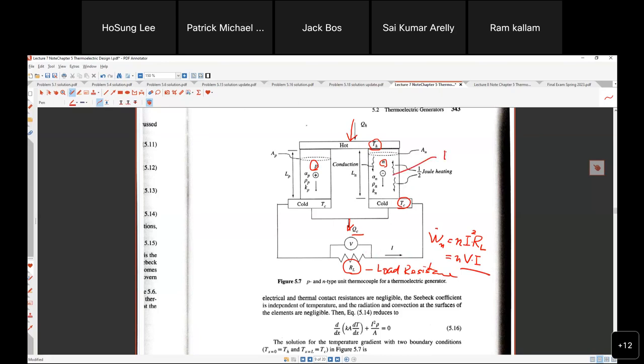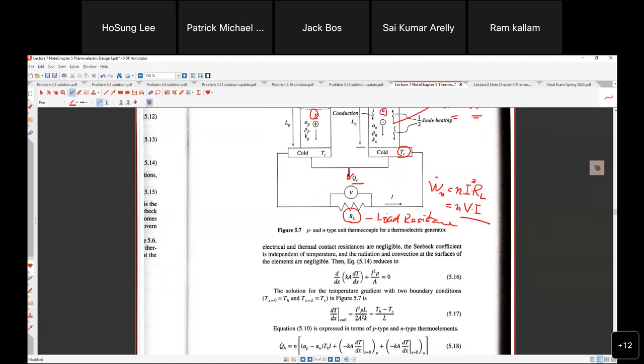And there is also internal resistance. Internal resistance is electrical resistance times L over A. So this is the electrical resistance of the N type and P type. Gotta be. Okay, so you know this is total, including the copper.